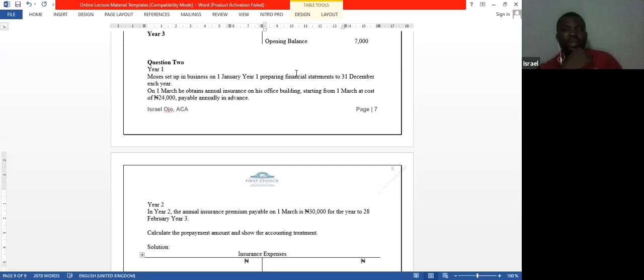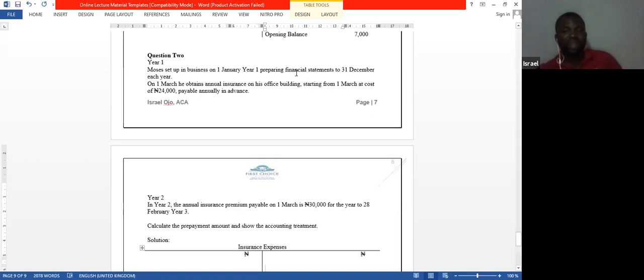Question two says that he set up in business on 1st January year one, preparing financial statements to 31st December each year. On 1st March, he obtains annual insurance on his office building, starting from 1st March at a cost of 24,000 annual, payable annually in advance. So he pays in advance. You have not enjoyed it, so you have paid for it and will enjoy it later. And he did that on 1st of March.